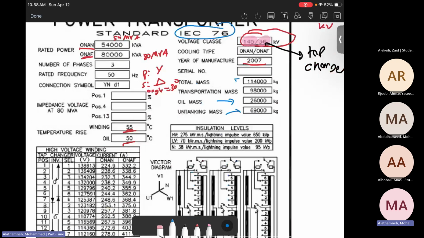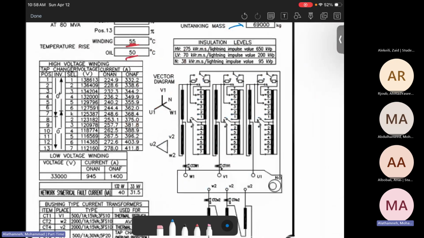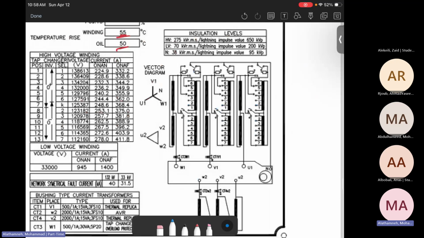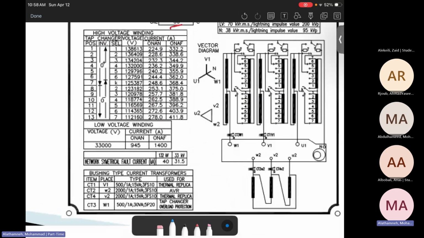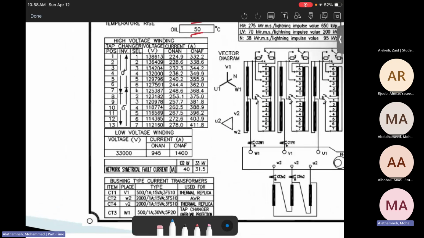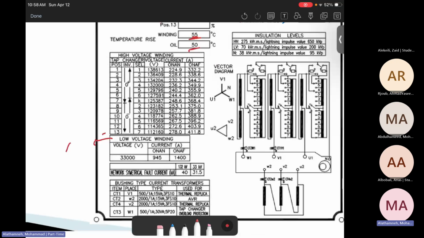Then there is the rating. Here is the vector group, and this is the connection group. We see here it's Y connected, and here it is delta connected on the other side, the secondary side. Then when you look at the windings or the tap changer, there is no tap changer on the low voltage side, no taps. While on the high voltage side, there are tap changers.